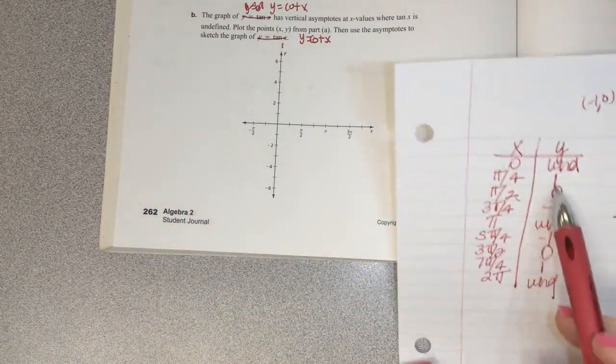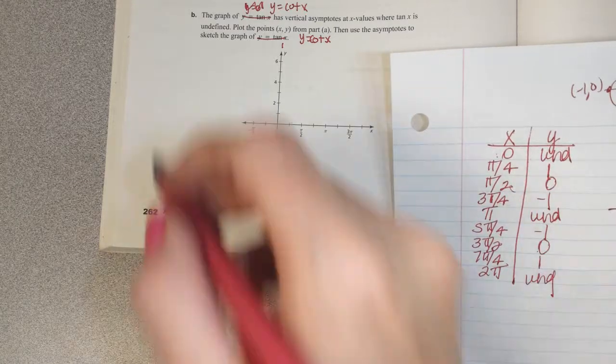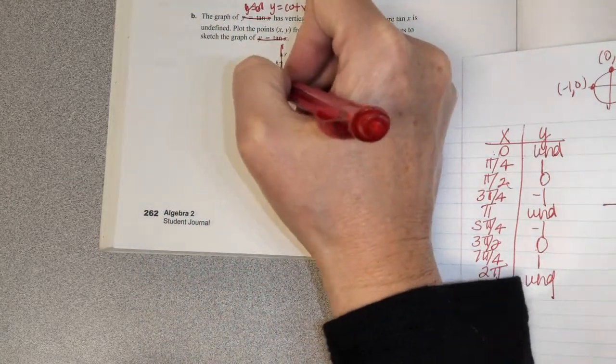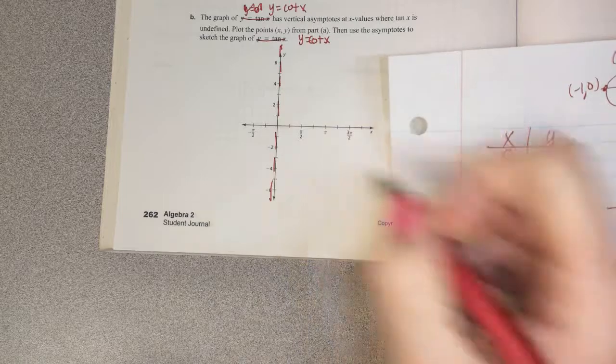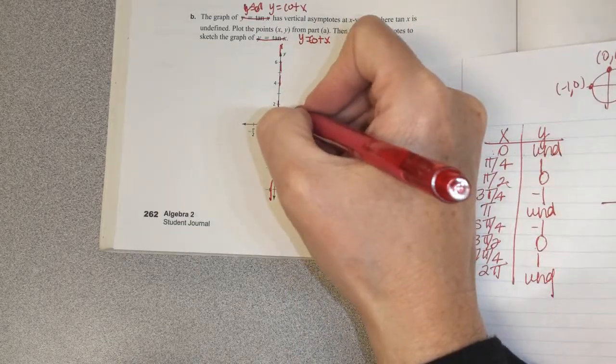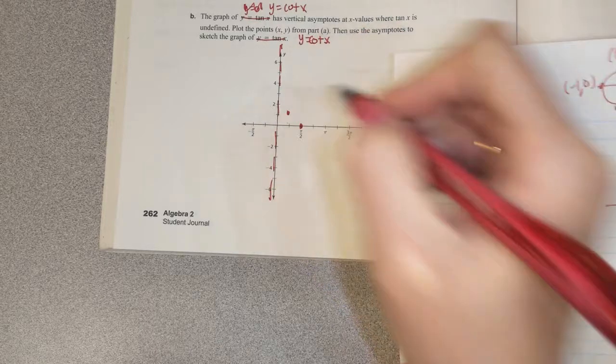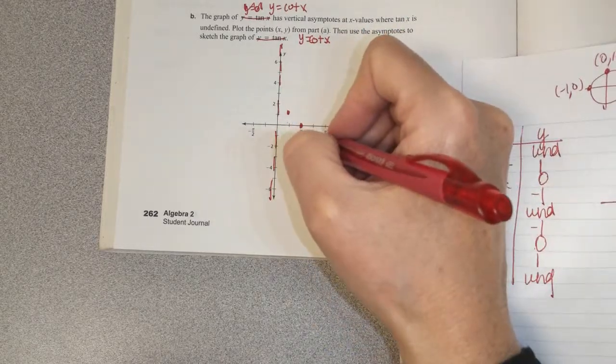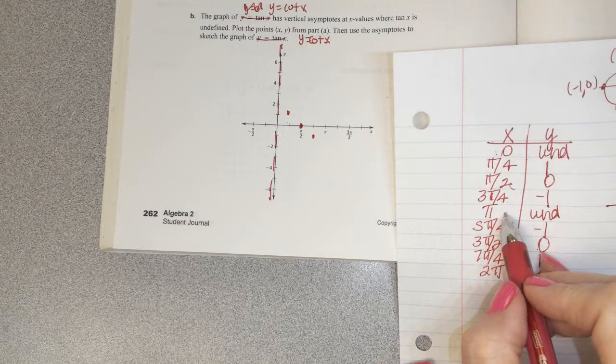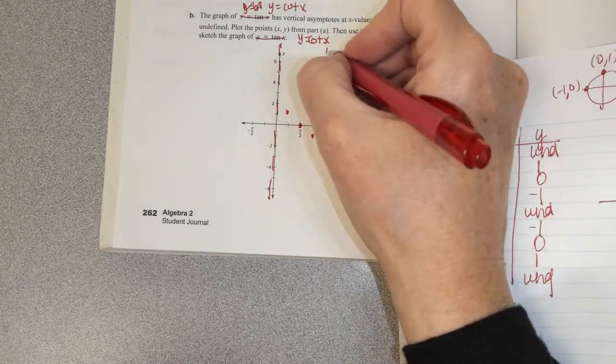Okay, so looking at cotangent then. At 0, we're undefined, so we have a vertical asymptote. At pi over 4, right here, we're at 1. At pi over 2, we're at 0. At 3 pi over 4, we're at negative 1. At pi, we're undefined.